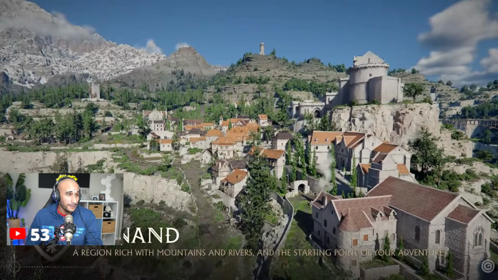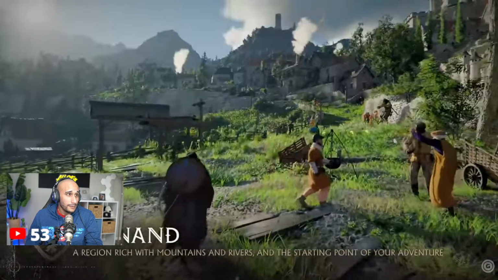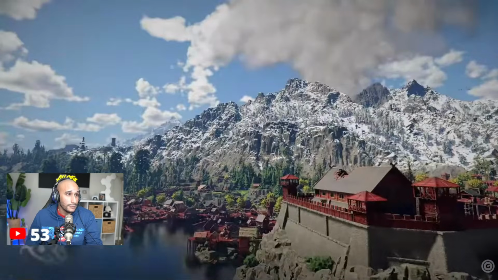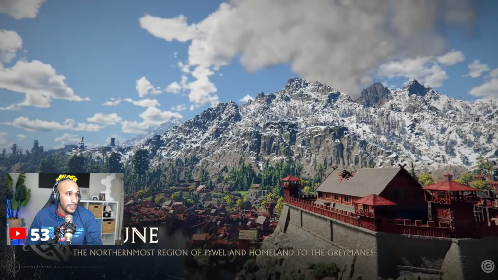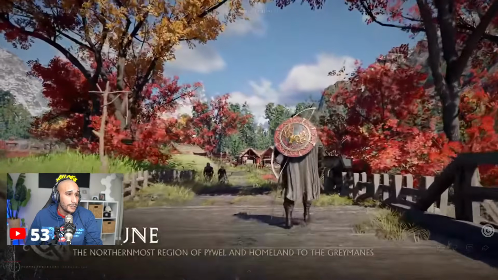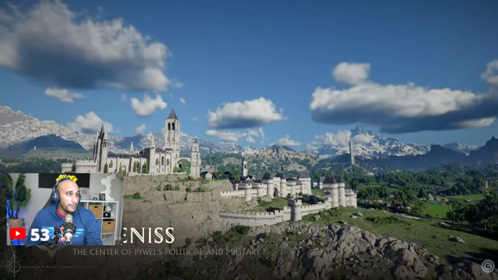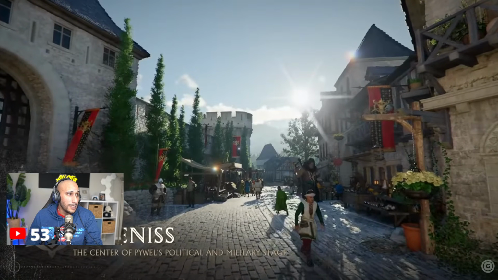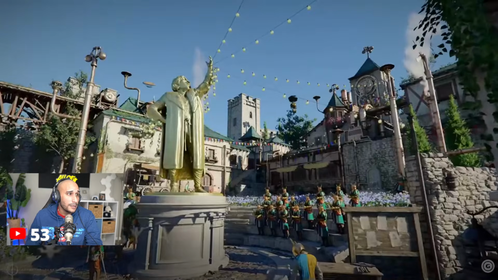Pywel is made up of five regions, each holding stories to be told and discoveries waiting to be found. Payload, that's the northmost region. It's the homeland to the Greymanes, his people. The center of Pywel's political and military stage. The menace.